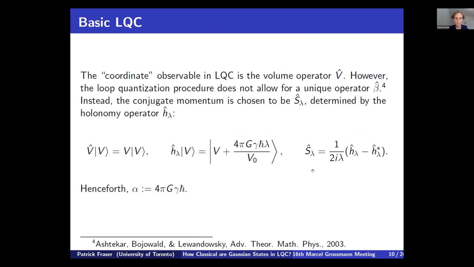Then when we define our observables to get this theory quantized, the coordinate observable that we take in LQC, which is the substitute for position, is given by volume, defined with the volume operator, which is the usual thing that everyone expects. However, as is well known, the loop quantization procedure does not allow for a unique conjugate momentum that one would typically expect. So instead, we choose the conjugate momentum to be this S lambda operator, which is determined by the holonomy operator. It's kind of like the sign of beta, if such an operator beta existed. This is a more natural way to go about defining canonical observables in this loop quantization setting. Note that the holonomy shift is actually dependent on the volume regularization that we've picked. That'll play an important role in what follows. Also, I'm just going to absorb all of the fundamental constants of the theory into one for ease.